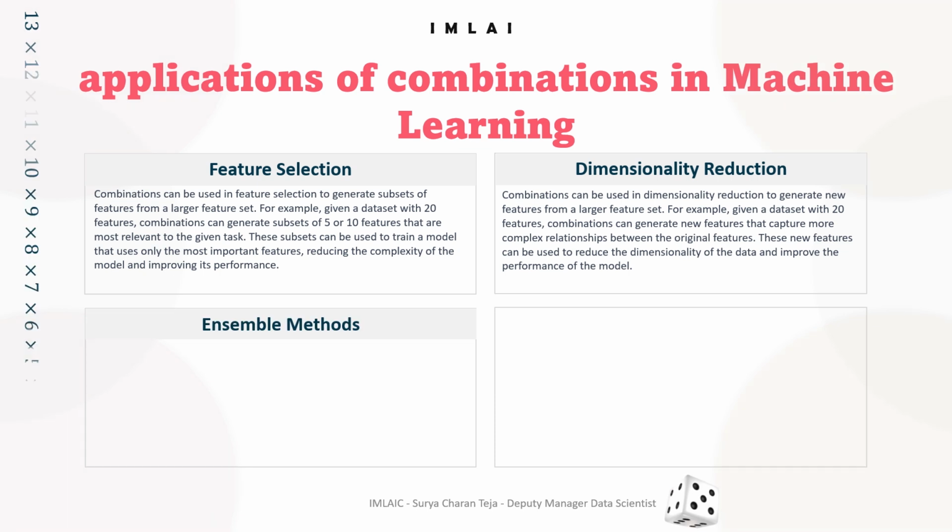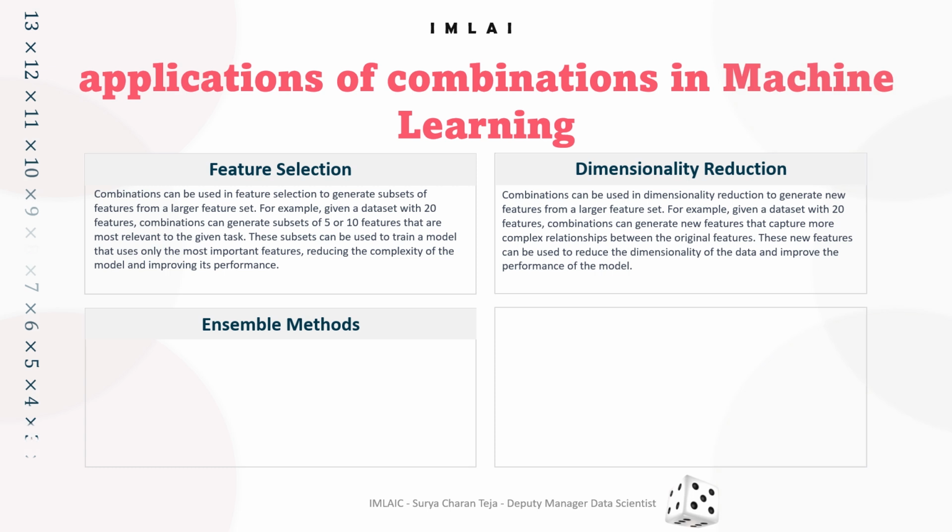Then we'll go for the ensemble methods. In ensemble methods, combinations are used to generate subsets of models from a larger pool of models. These subsets can be combined to create a more robust and accurate model that can handle a wider range of the data and improve the overall performance of the model.